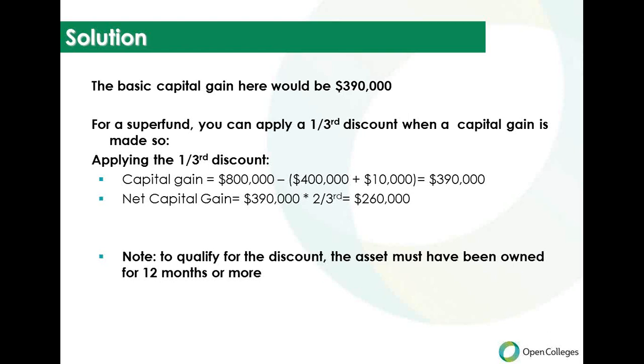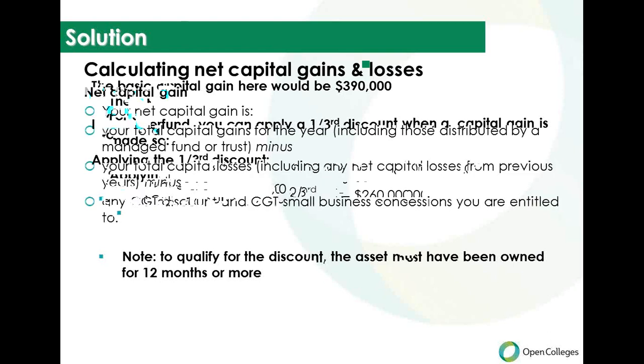Now, next question. Can capital losses be offset against other taxable income? The simple answer is no. They get carried forward to be offset against other capital gains in the future. So just be aware of that, once again, capital losses can only offset against capital gains.